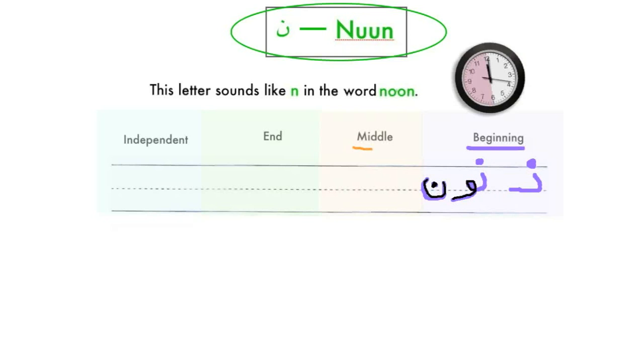In the middle, it's written like this, and it gets connected to both sides by these lines. An example is a girl named Manal. It's a popular Arabic girl's name. At the end of the word, in its connecting form, it's written like this. An example is the word Hunna.